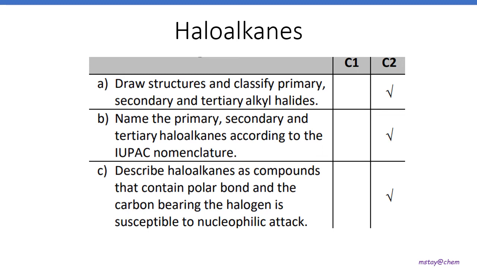In this video, we are going to start with chapter 7, haloalkane. First we need to draw the structure and then we need to classify the haloalkane. Another term for haloalkane is alkyl halides. Besides draw and classify, we also need to name the haloalkanes. Then we are going to identify why haloalkane consists of polar bond. Due to this character, haloalkane prefer to undergo nucleophilic substitution.